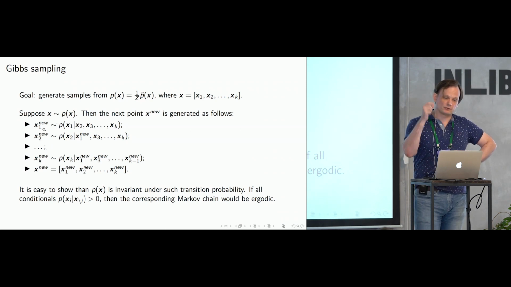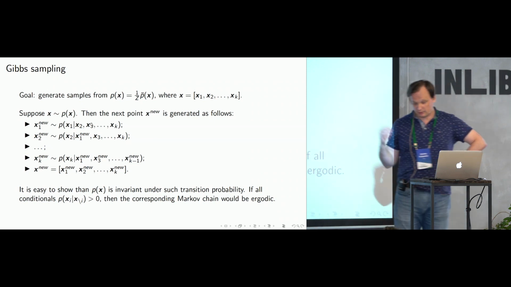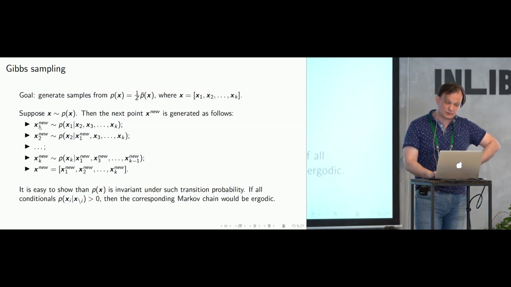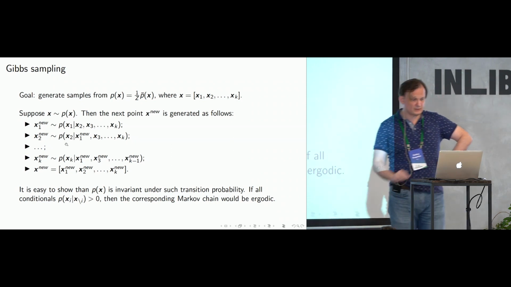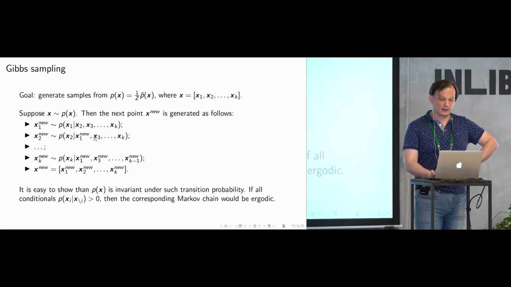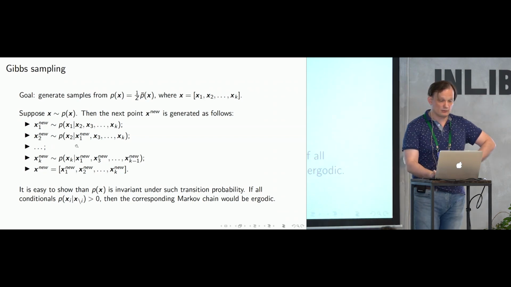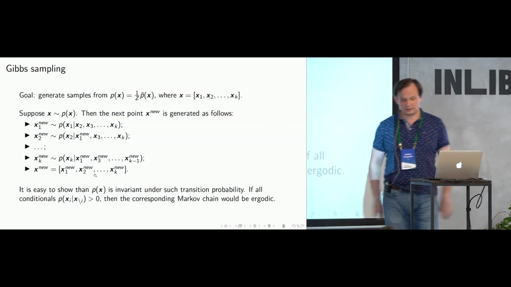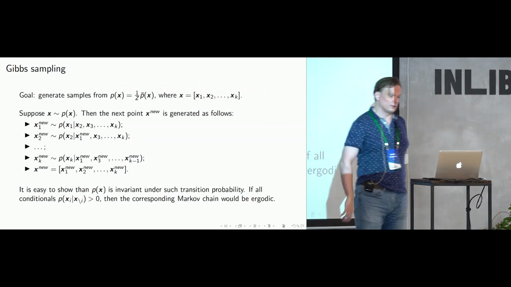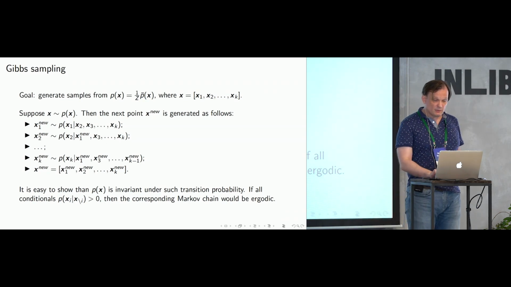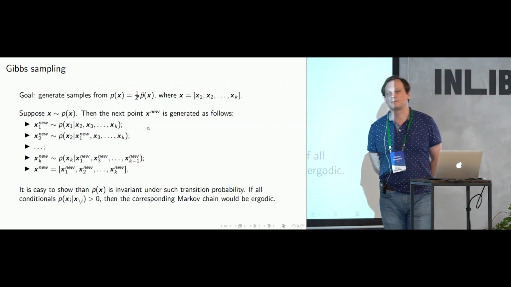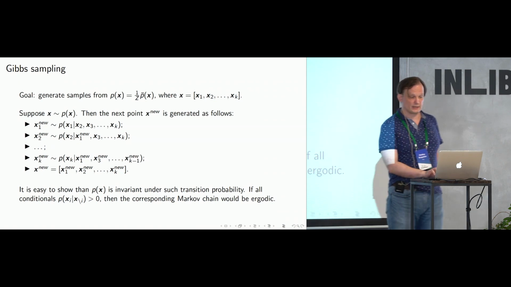So the first coordinate of the new point would be sampled from the conditional distribution of the first coordinate given all the other coordinates fixed from the previous point. Then we use this x1 new in the next step. So we draw the second coordinate of our new point using, again, a one-dimensional conditional, but already using the previously generated x1 new, and so on, and finally come to the new vector that we output from our sampler. It is possible to prove, and it is quite easy, that such a procedure would indeed provide invariance with respect to our desired distribution P of x.